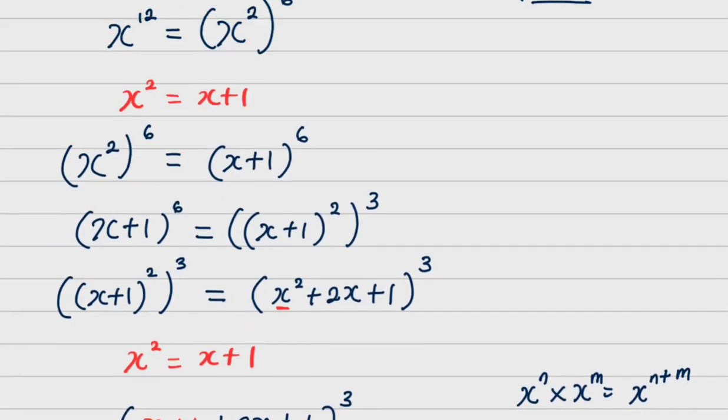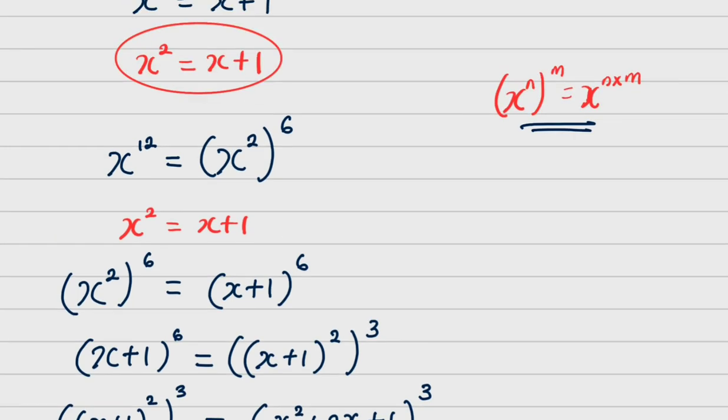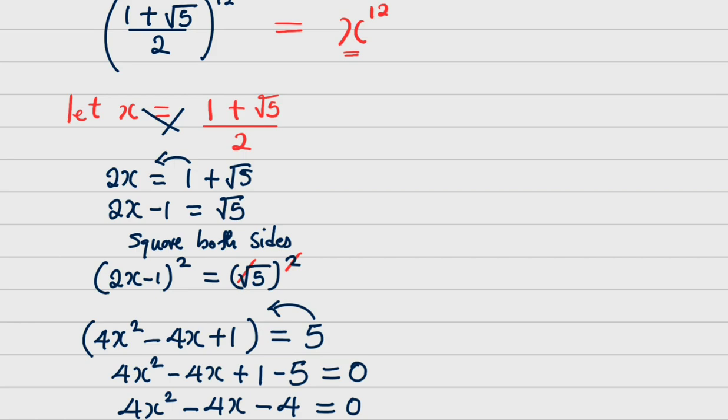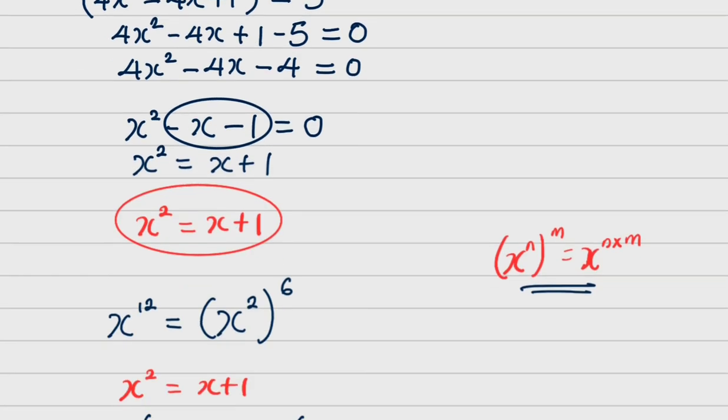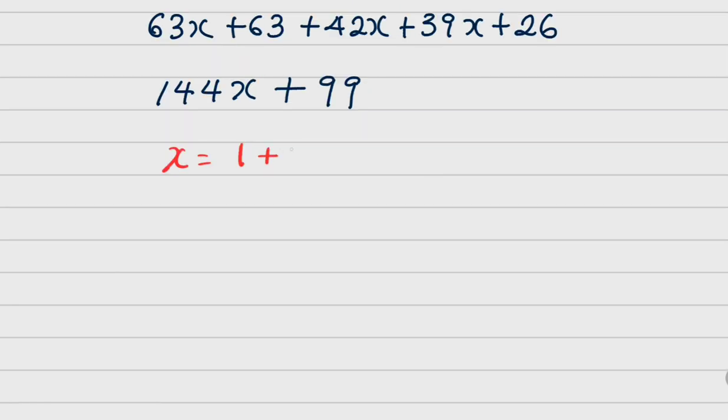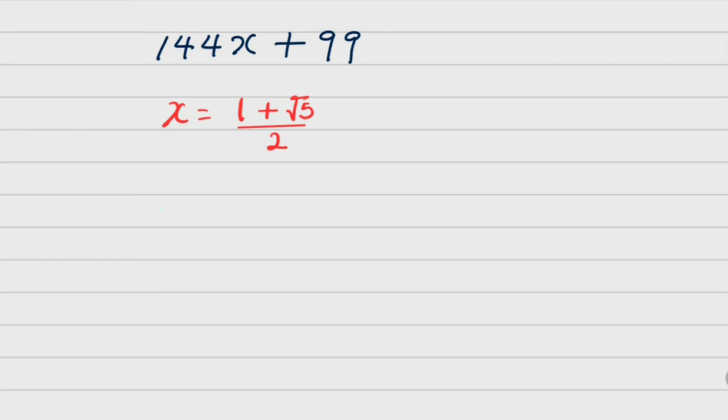Let me remind you of something. x is equal to 1 plus root 5 over 2. So I will now move back. We know that x is equal to 1 plus root of 5 over 2. So why not substitute it? Then I'm going to have 144 there into 1 plus root of 5 over 2.